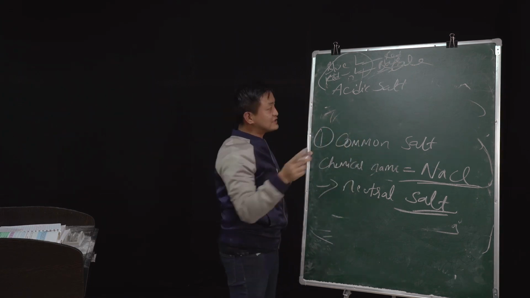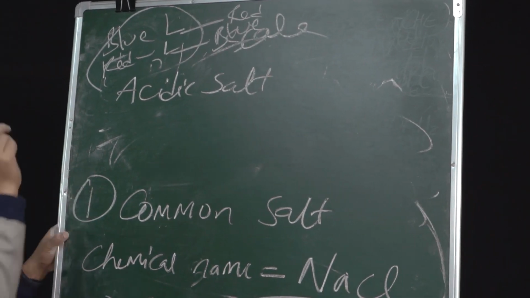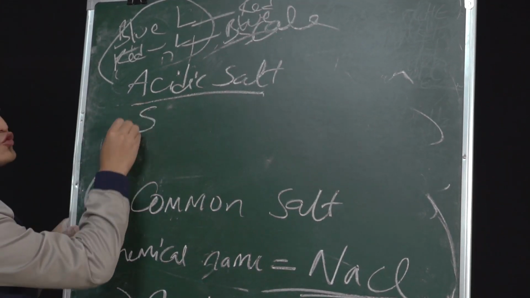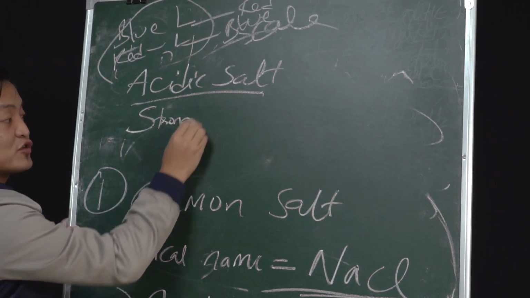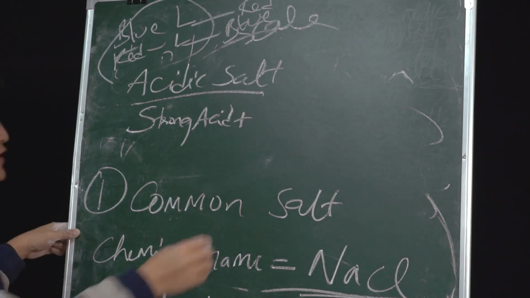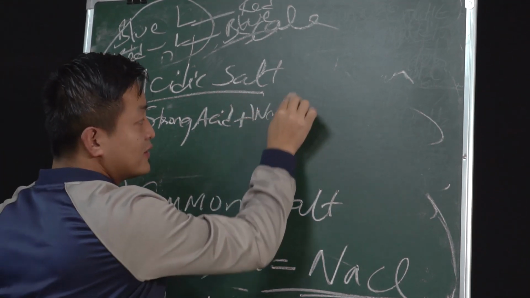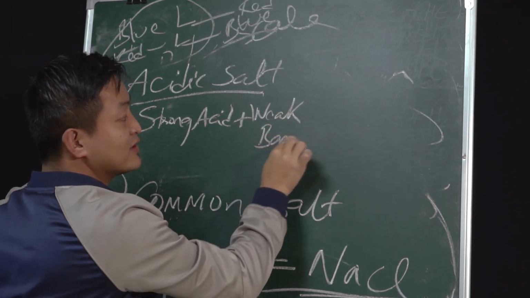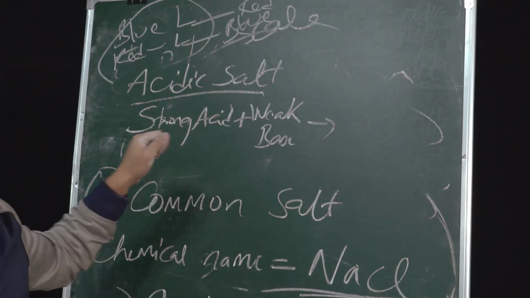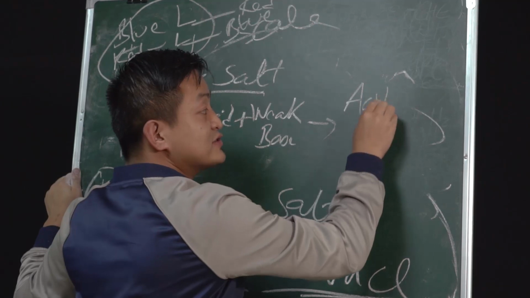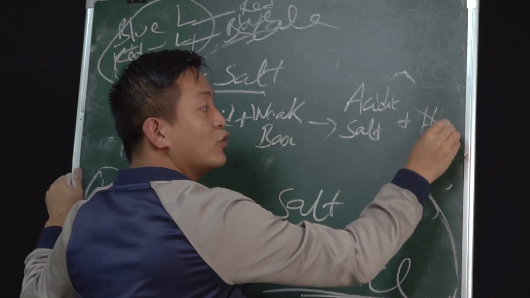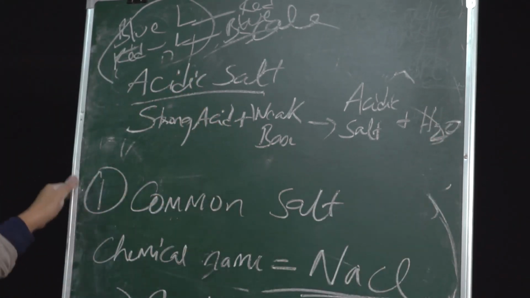When we react, okay, this is very simple here, students. When we react, and it's there in your textbook, you can refer as well. Acidic salt is when we react a strong acid with a weak base. What do we get? We get an acidic salt, since the acid is stronger here. So we get acidic salt and water. Why water? Because acid and base reacting always will get water.